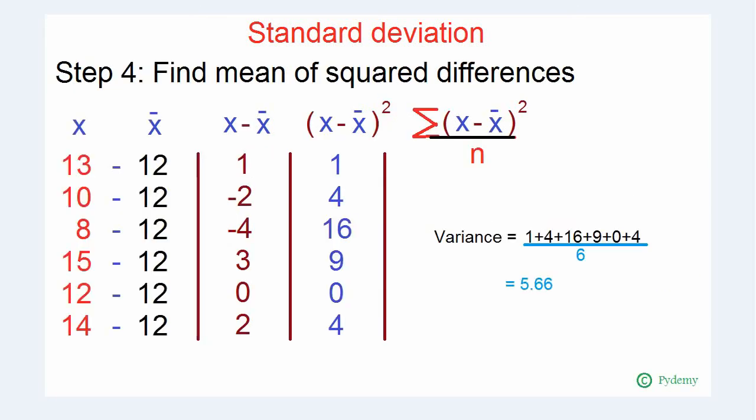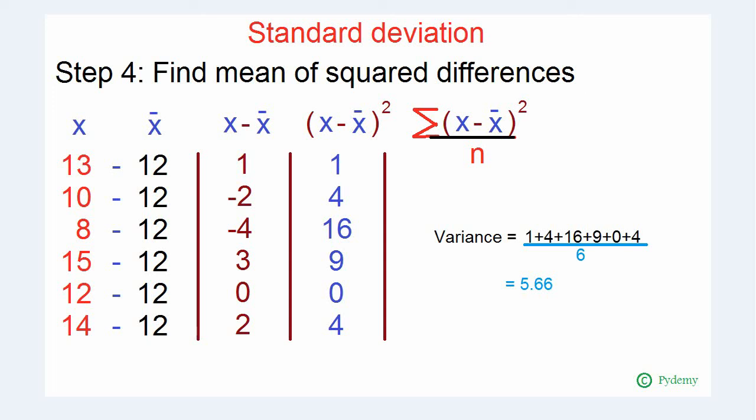Step number 4, find mean of square differences. Here you can see this sign. This is called sigma. Sigma (x minus x bar) whole square divided by n. So what you are going to do is sum all these values, this means sigma, and divide by n, which is 6, and the answer comes out to be 5.66. This is called variance in statistics. So you have calculated variance here. So step number 4, find mean of square differences.